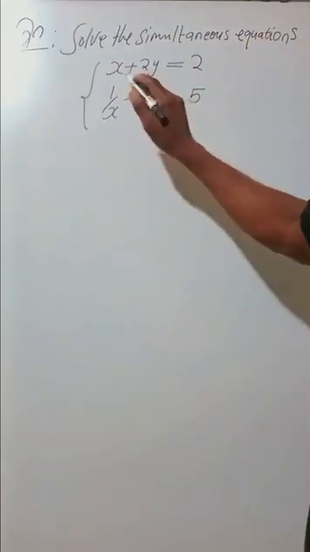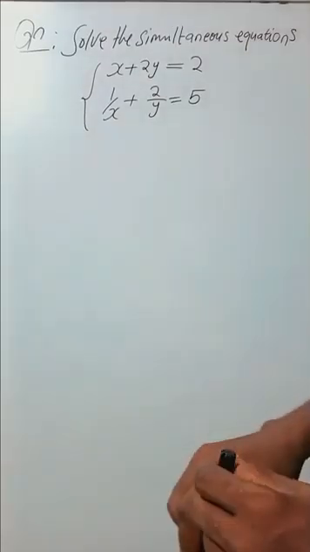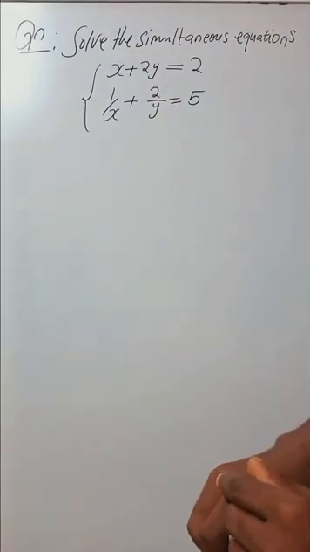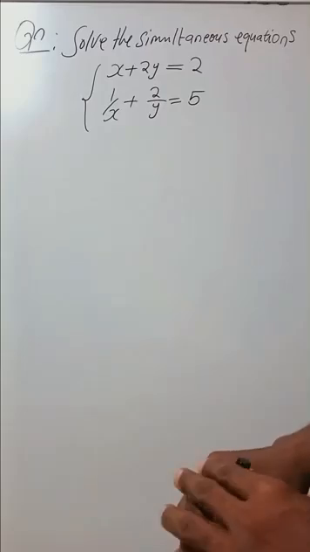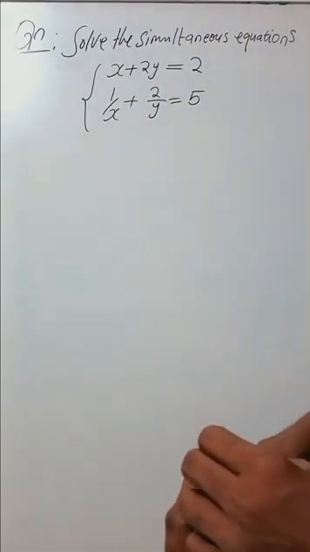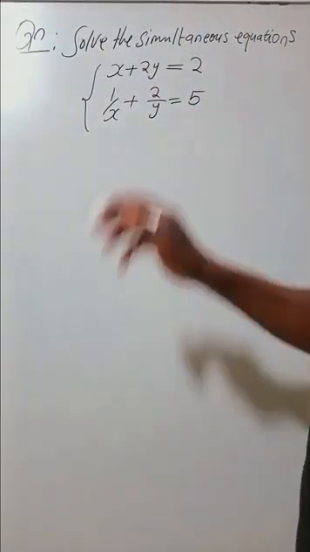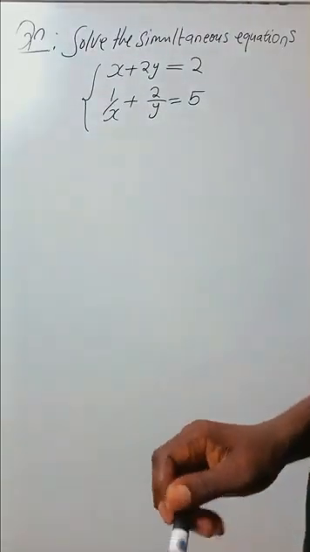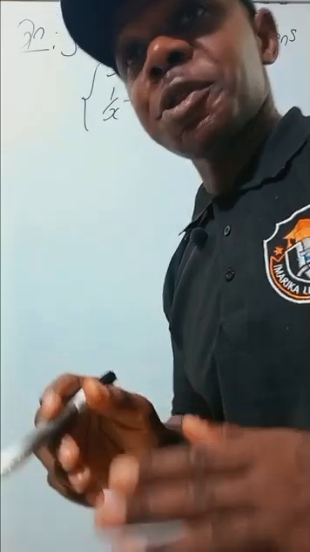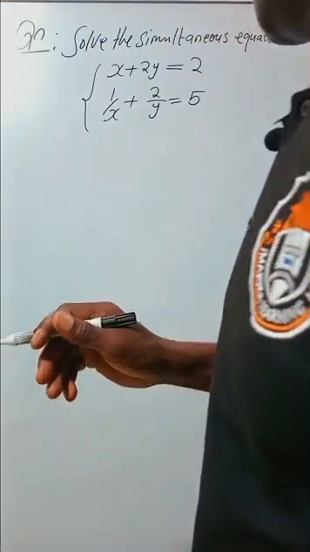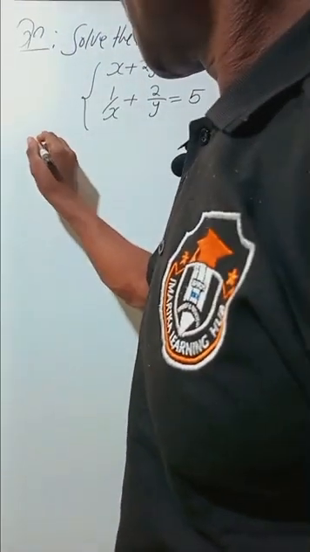Solve the simultaneous equations x plus 2y equals 2, 1 over x plus 2 over y equals 5. Okay, there are so many ways of solving simultaneous equations, but for this particular case, the easiest one is substitution. The easiest one is the substitution method. So how do we start?